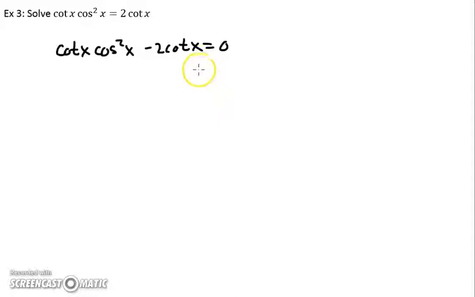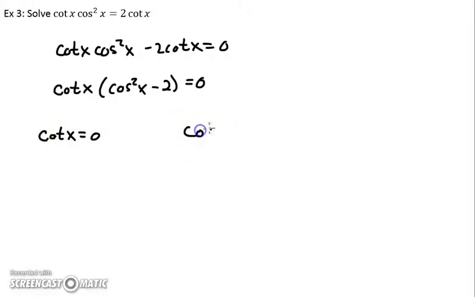Now, ideally, we're going to want to pair the cotangents together and the cosine together. So since there's a cotangent in each piece, we can factor out a cotangent of x. And we can use our zero product property. Just like when we were factoring in Algebra 2, we would factor and set each piece equal to 0. We're going to do the same thing here. We're going to say cotangent of x equals 0. We're going to say cosine squared of x minus 2 equals 0. So we'll work this side first.